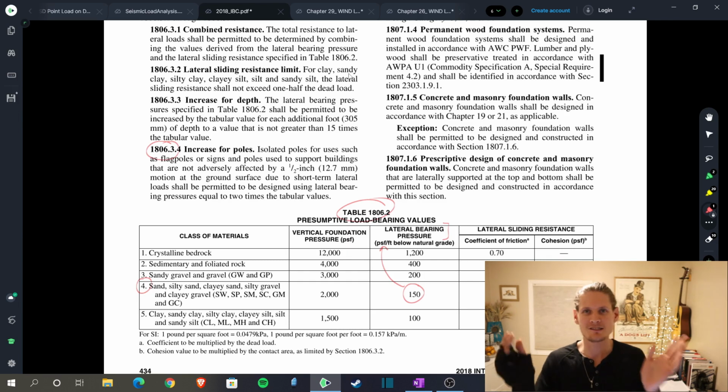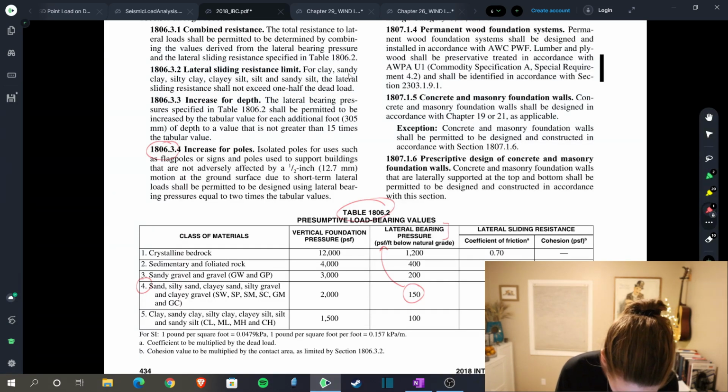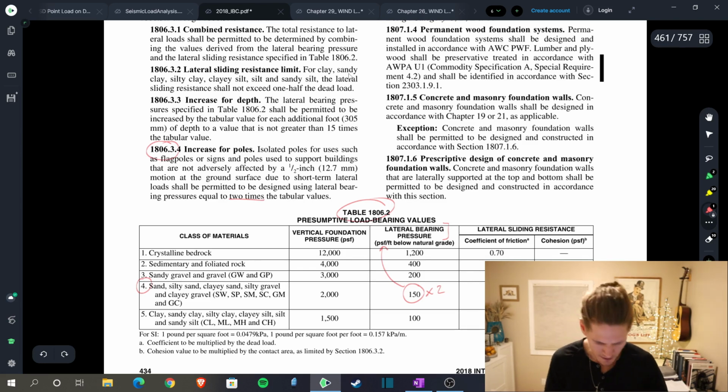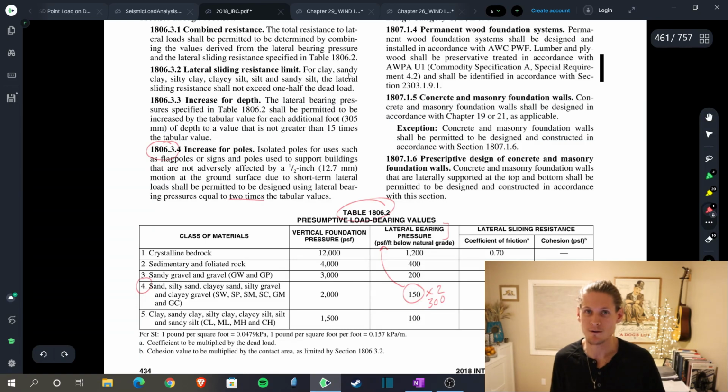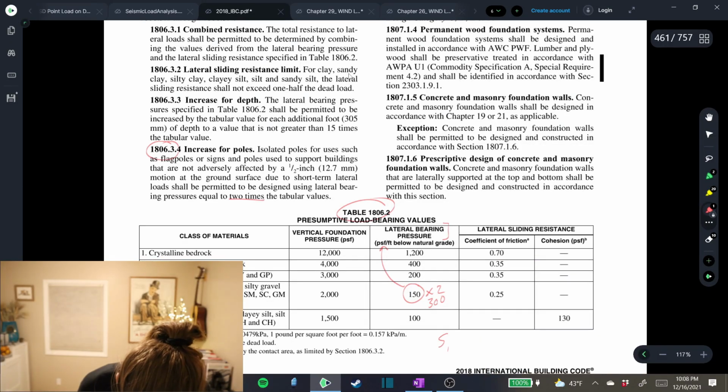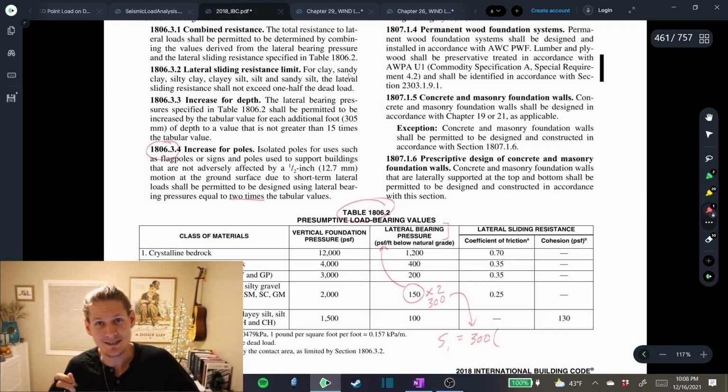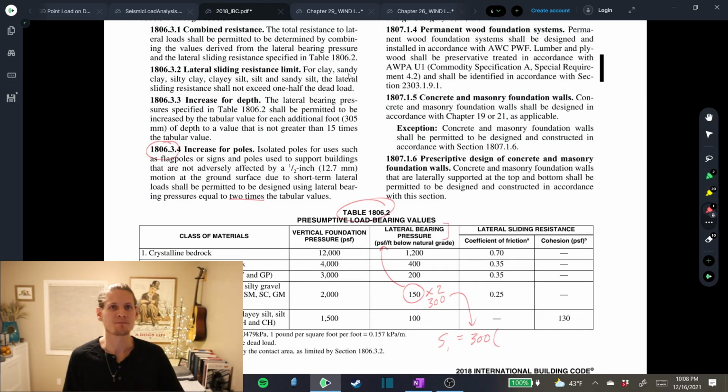For us, this is a fence. It can move, it can rotate a little bit, 1/2 inch. It's not going to hurt anybody in short-term events. That means this 2 times, we can hit this value times 2. So we now get to use 300 PSF per foot below natural grade as our value for S1. But we still haven't solved S1 completely yet. It's actually equal to 300, that value right there, times 1/3 the depth of embedment of our footing.